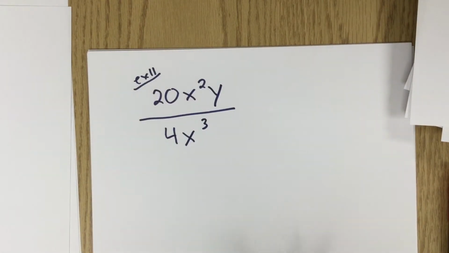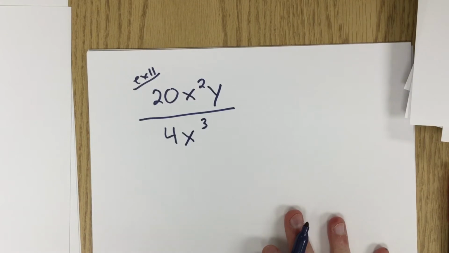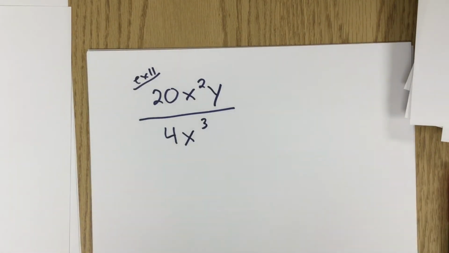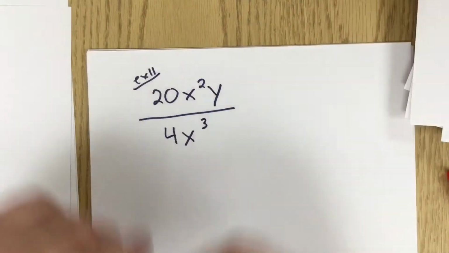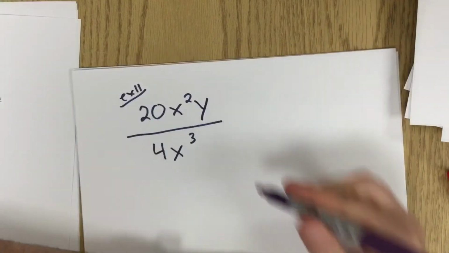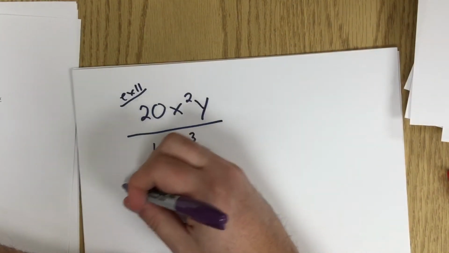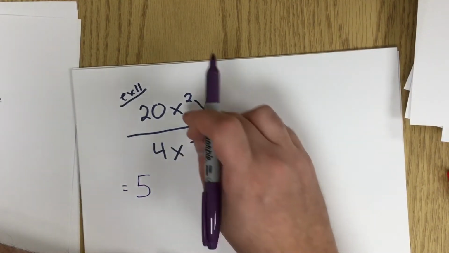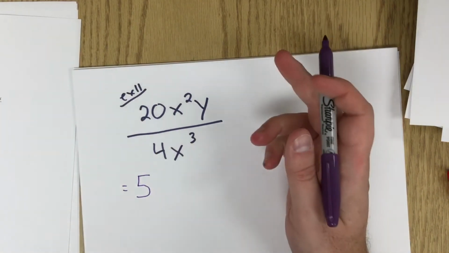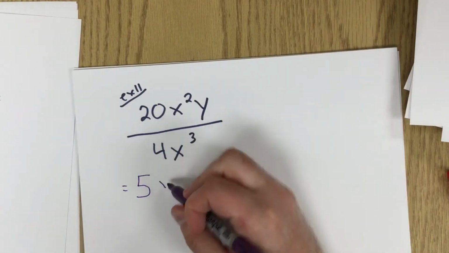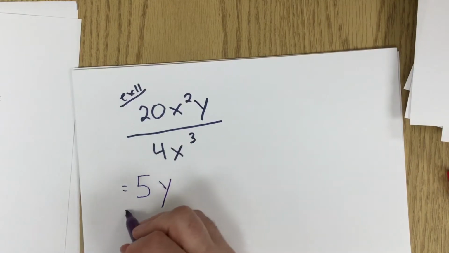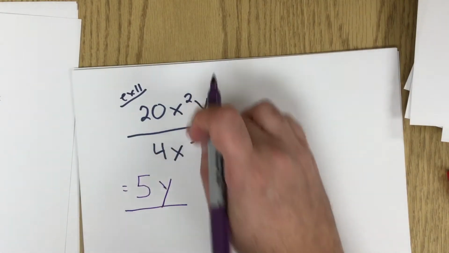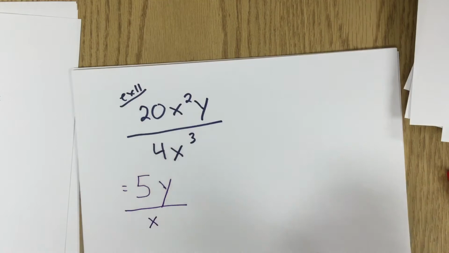Okay, now this one, before we do the restrictions, we're going to try to simplify this thing. And if we're going to simplify this thing, I'm going to use purple for the simplifying parts. So we know that 20 divided by 4 is 5. And x squared over x cubed is x to the minus 1, or having an x on the bottom. Either way, it comes out to something like this. We have the 5, we have the y, and x squared over x cubed is x on the bottom.